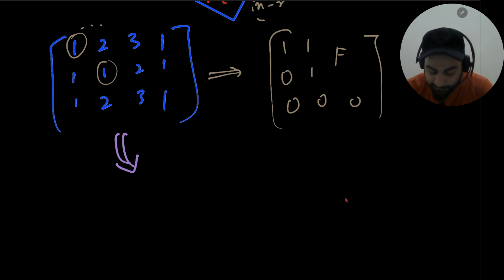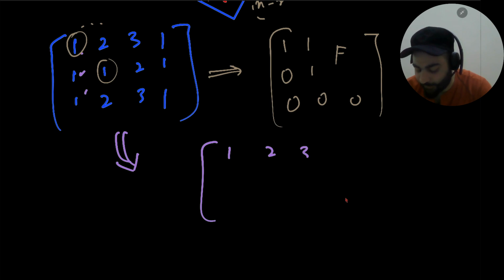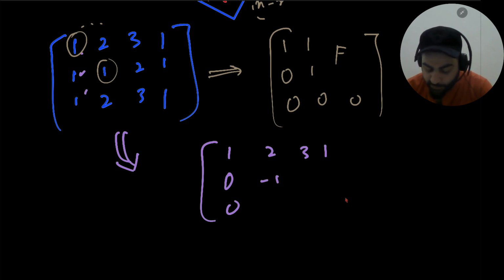So how to do this? I'll just subtract the first equation from both of these equations. So 1 2 3 1 will remain as it is. Then this will become 0, this will become 0, 1 minus 2 will become minus 1. 2 minus 3 again becomes minus 1, 1 minus 1 will become 0, 2 minus 2 will become 0, 3 minus 3 is 0, 1 minus 1 is 0.